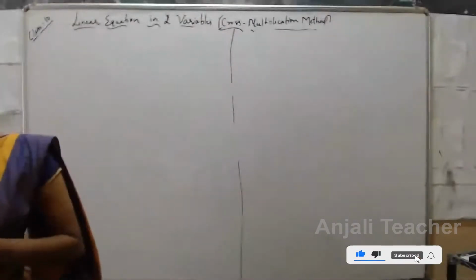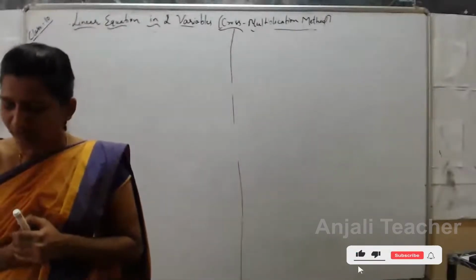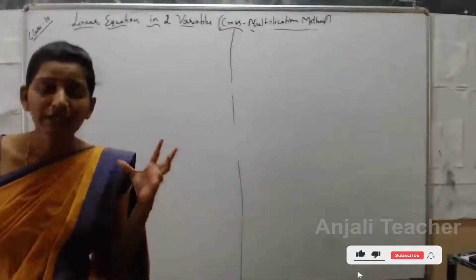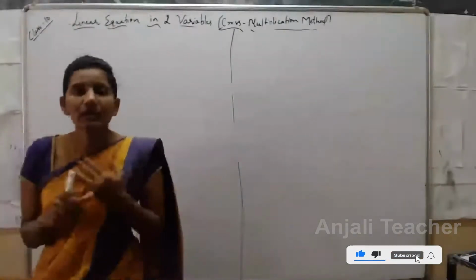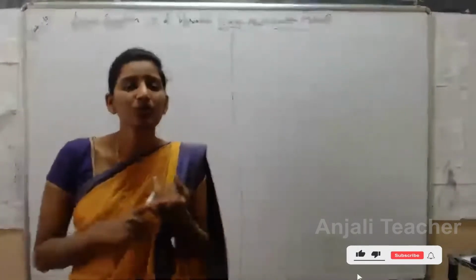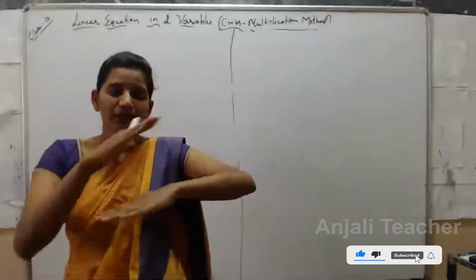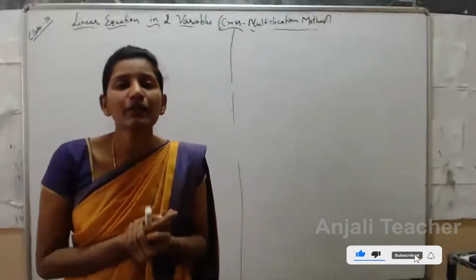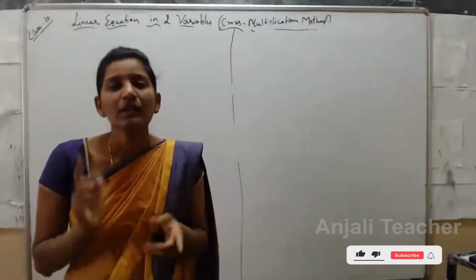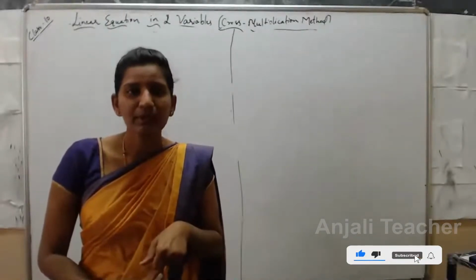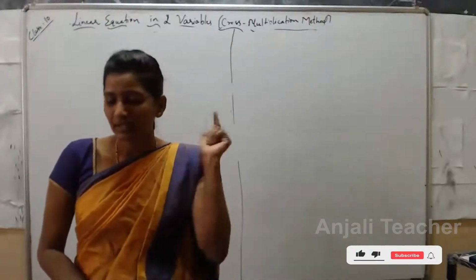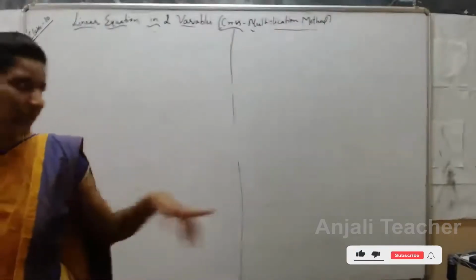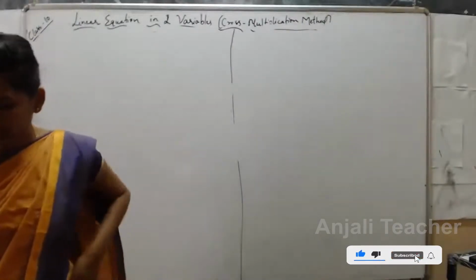Example 16. For what values of k will the following pair of linear equations have infinitely many solutions? Infinitely many solutions means the lines are coincident, that is, one line lies on the other line. So if it has infinitely many solutions, what is the condition? A1 by A2 is equal to B1 by B2 is equal to C1 by C2. See the ratio table in page number 79, or 71. Initially I have said that table.